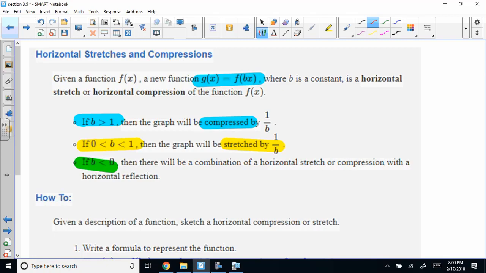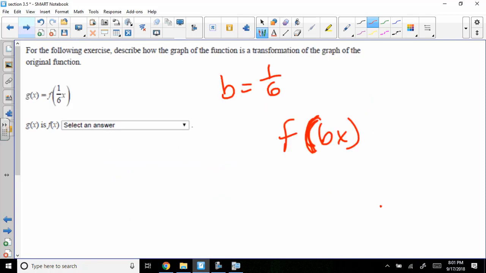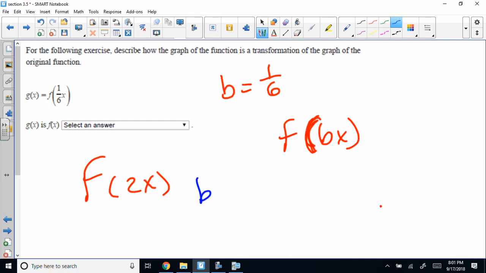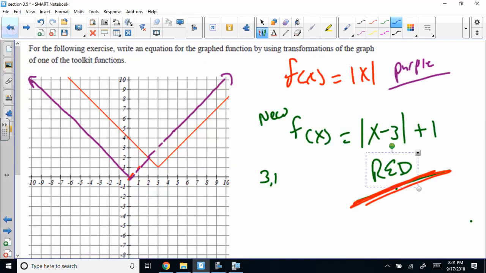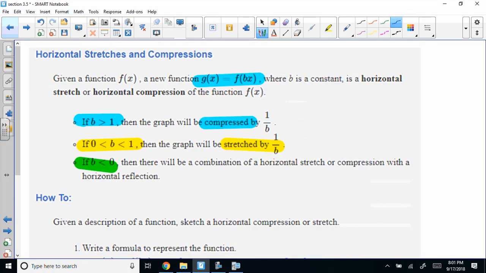You okay? Look, let's look at it. It's not that. Look, we can make up another one. F of 2x. What's b? B is 2. Now let's go back. Now, b is 2, right? So 2 is greater than what? So that would be a horizontal what?